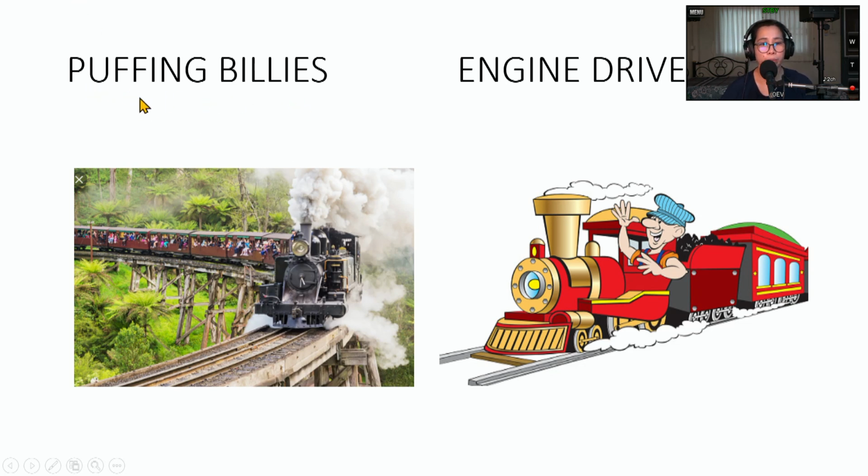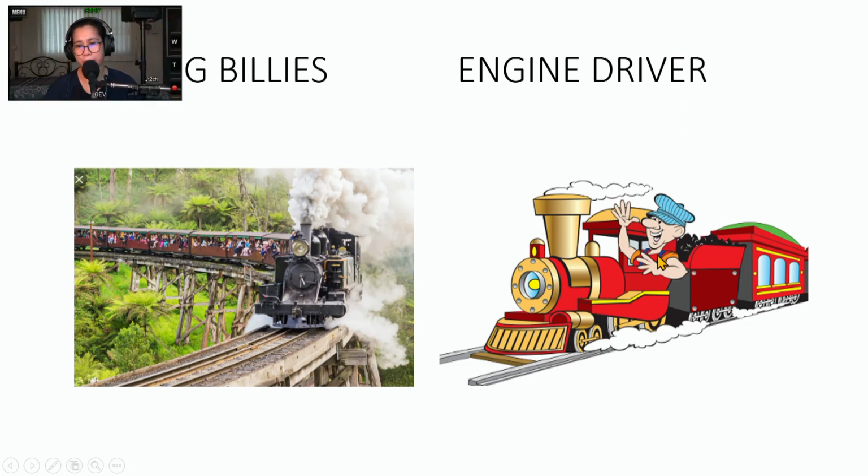Okay, repeat the words after me. Puffing billies. One more time. Puffing billies. Okay, spell the word. P-U-F-F-I-N-G. Puffing. B-I-L-L-I-E-S. Billies. Again, billies. Read these words. Puffing billies. So it's the kind of train that uses coal to move. Now, over here, as you can see, there's a man.